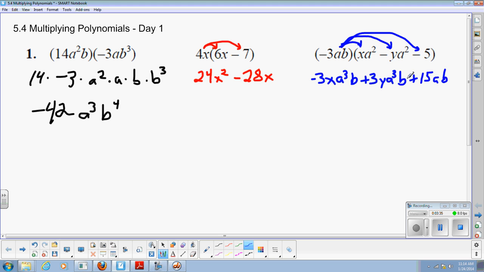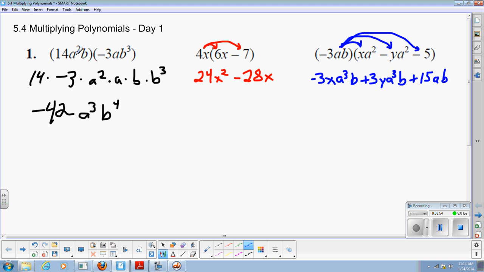And none of these 3 terms are alike. This one has an x in it, none of the rest of them do. This one has a y in it, the other 2 do not. And in the last term, it's just ab, and the others have a cubed in them, so you cannot combine these for any like terms. This is my final answer here.